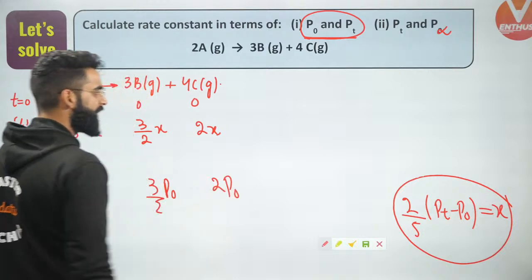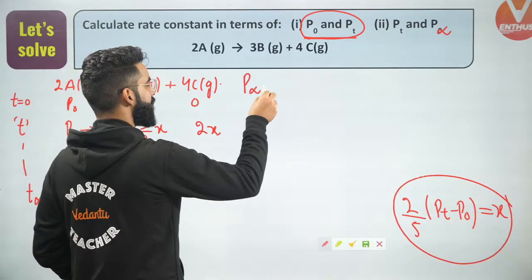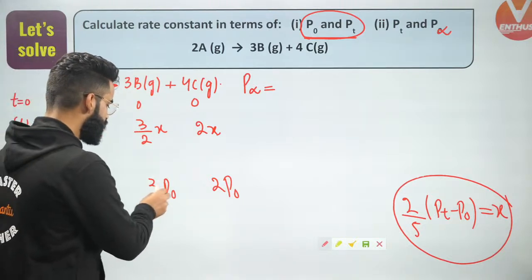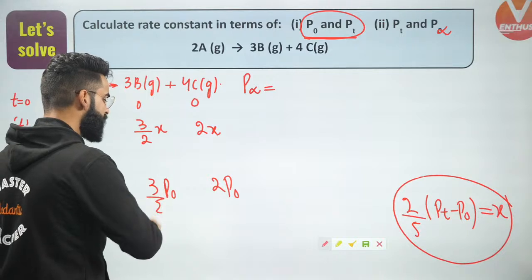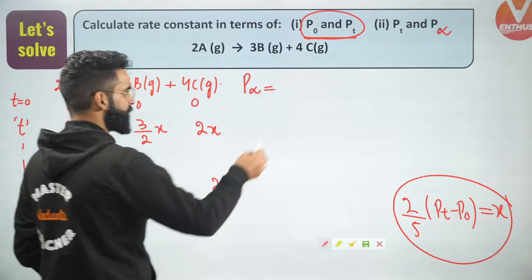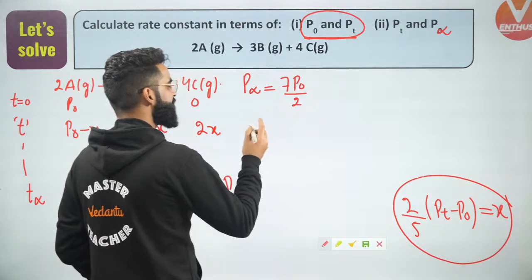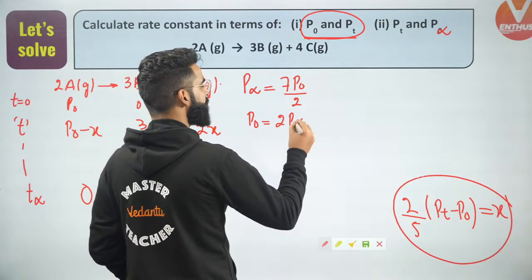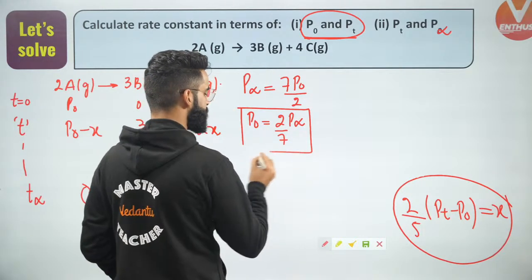Can you let me know what is going to be the total pressure of the container at the completion of the reaction, which I'm representing by P infinite? It's going to be 3P naught by 2 plus 2P naught. It's going to be 3P naught plus 4P naught, which is going to be 7P naught by 2. 7P naught divided by 2. Or I can write the P naught value in terms of P infinite. It's going to be 2 times P infinite divided by 7.